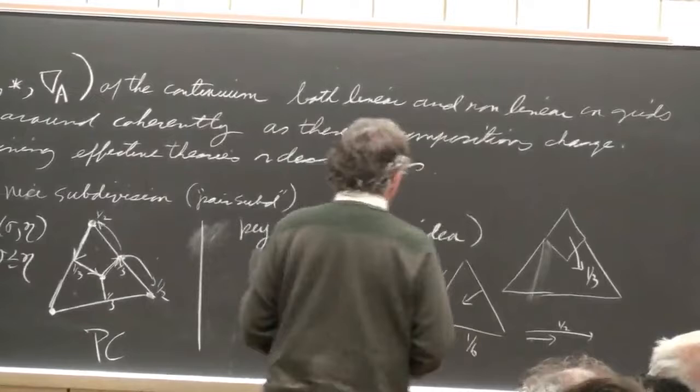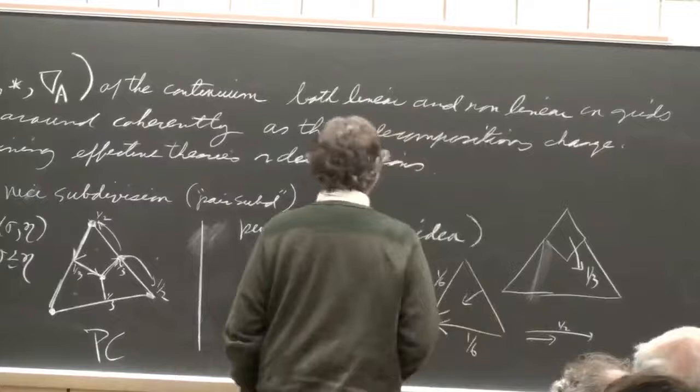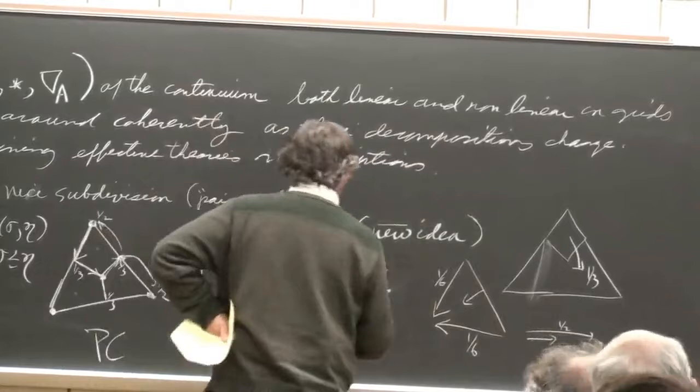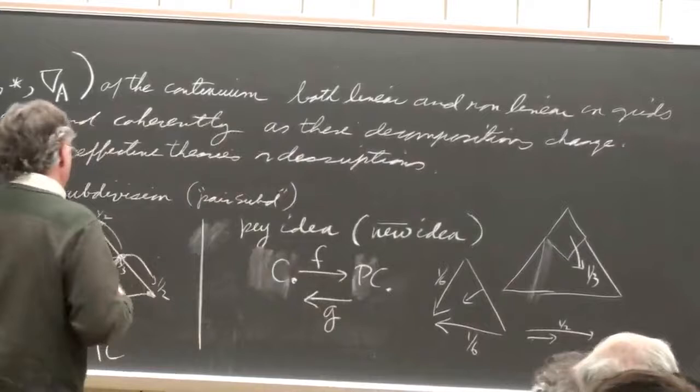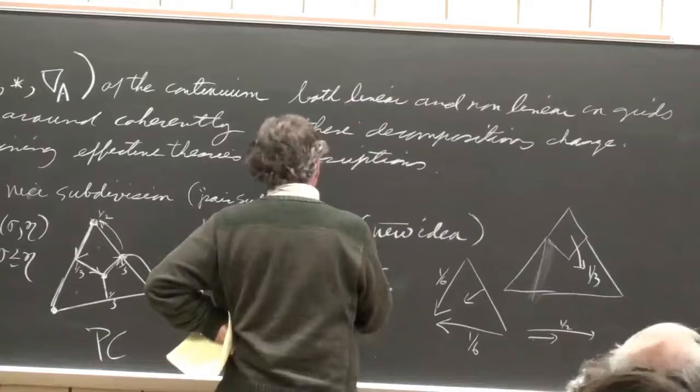And then here's the new idea that comes from topology. New from the 1920s, but its appreciation is coming more in the last 20 years, I would say. That if you take the composition, you actually get the identity.